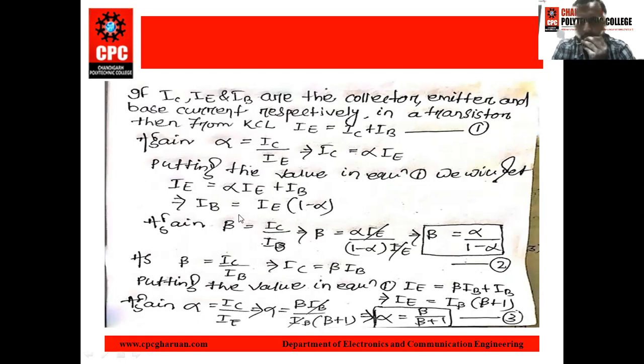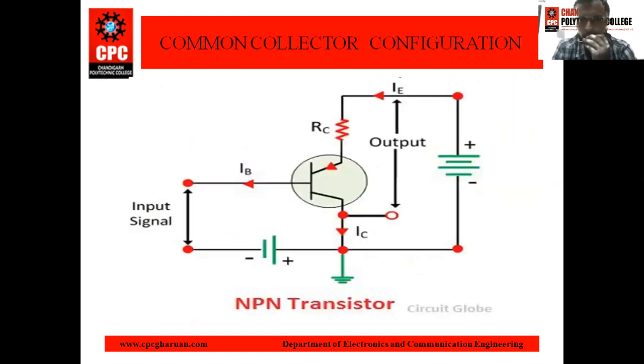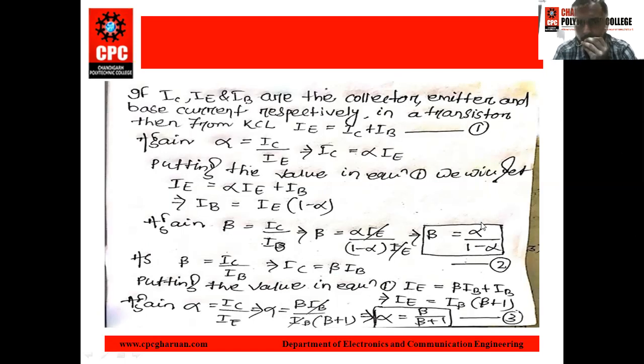So, the value of beta in the case of common collector configuration, the amplification factor is beta, that is output upon input. Output is IE and input is IB. So, the value of beta is IE upon IB. Okay? Sorry, IC upon IB. This is the value of beta, that is IC upon IB.